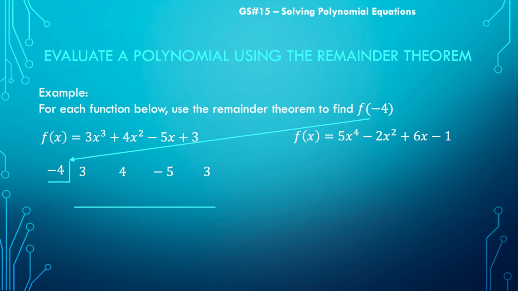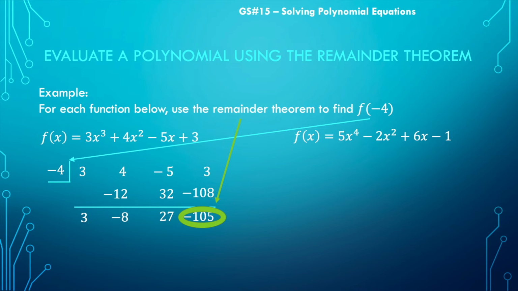Remember that to start synthetic division, I just bring down that first coefficient and now multiply that 3 by the divisor there, which is negative 4. So 3 times negative 4 is negative 12. Negative 12 plus 4 is negative 8. Then do it again. Negative 8 times negative 4 is positive 32. Add that to the negative 5, I get 27. Multiply that 27 times negative 4, I get negative 108. And when I add that to that positive 3, I get, oops, negative 105.